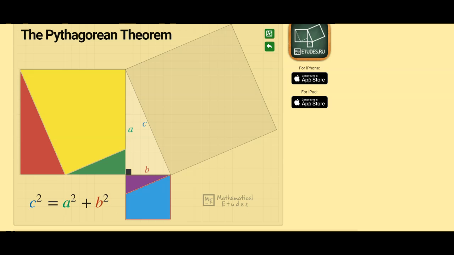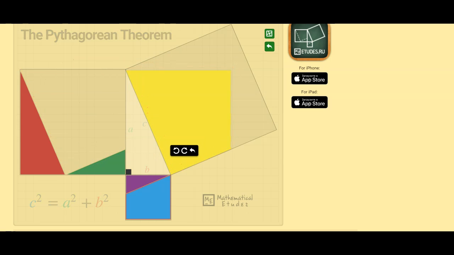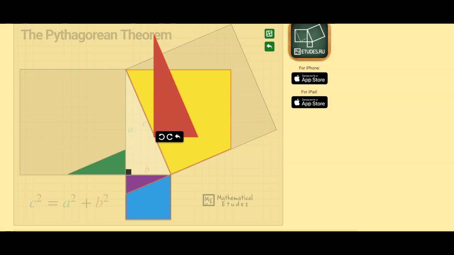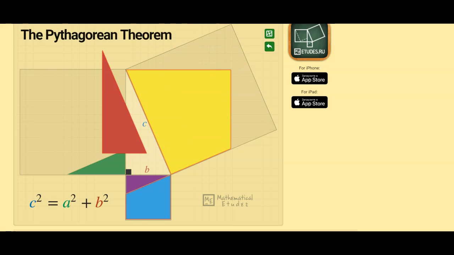So this represents A squared. It's an A by A square. This is a length B by B squared. So B by B is square there. So these two added up, the two squares added up, should equal the same area as C squared. And so this has been divided up into several sections that you can click on and drag to show this. Now sometimes you will have to move objects around to do that, or flip them over.